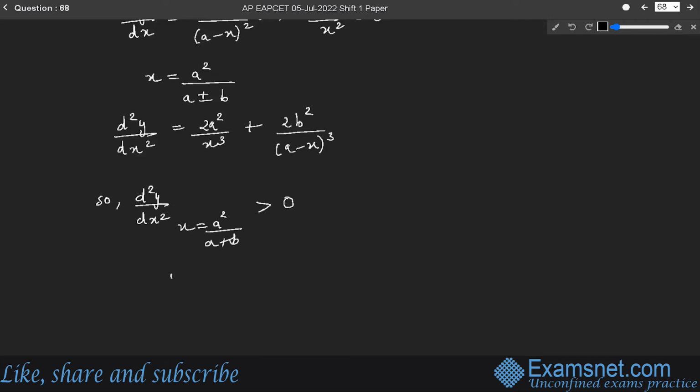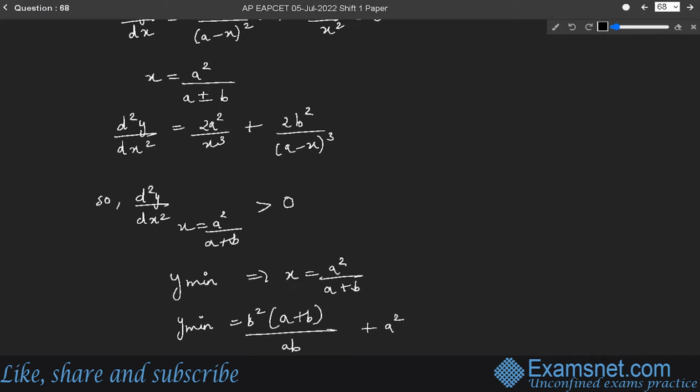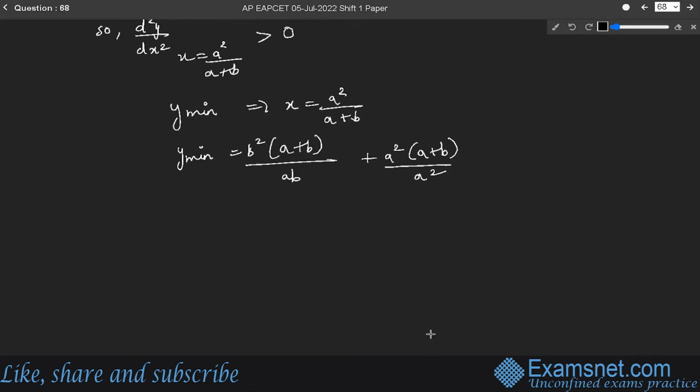Therefore, y is minimum at x is equal to a square upon (a plus b), and y minimum is b square into (a plus b) divided by ab plus a square into (a plus b) divided by a square. So on further solving, it will be equal to (a plus b) into (b upon a plus 1), which is equal to (a plus b) whole square upon a.